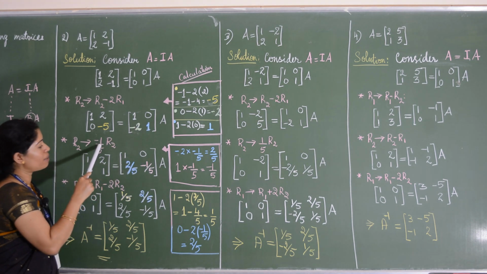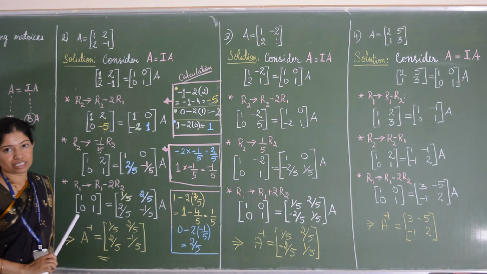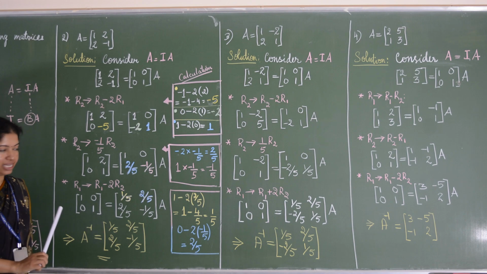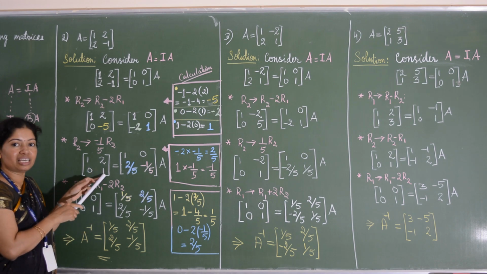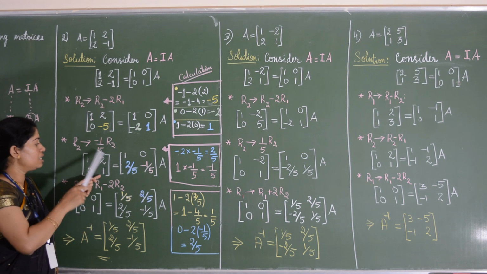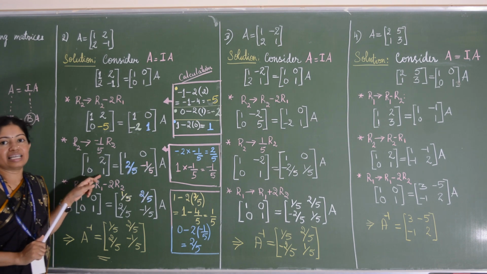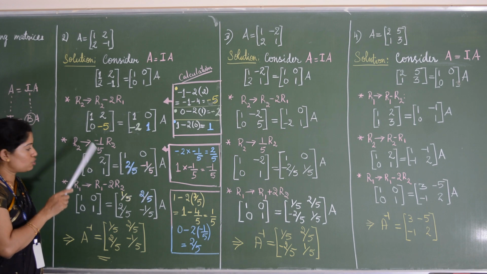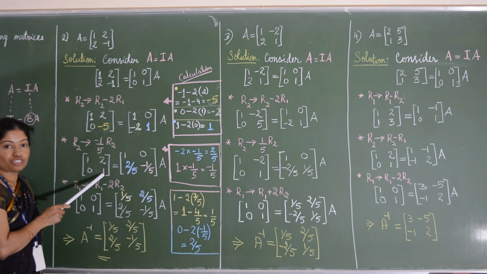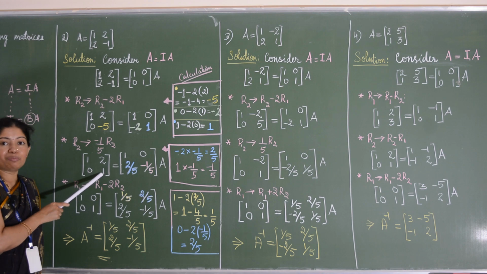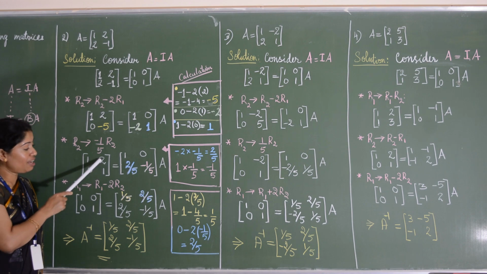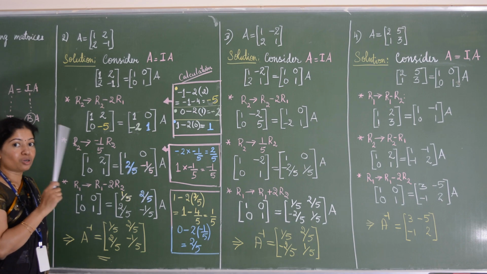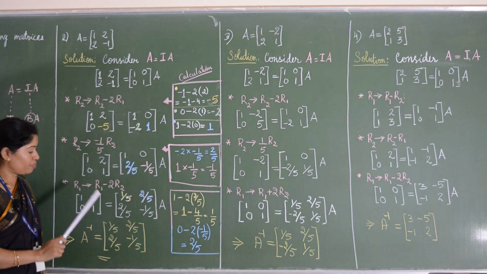Next, 1 into minus 1 by 5 is minus 1 by 5, and this matrix you have to copy as it is. So we made this entry 1. Now the last task, that is making this a 0. How to make this entry a 0? So in the first row you have 2, in the second row you have 1. So if I multiply the second row by 2, and if I do the subtraction, 2 minus 2 will become 0.